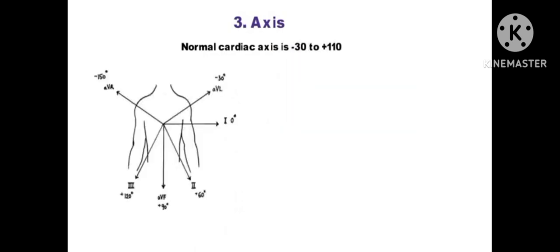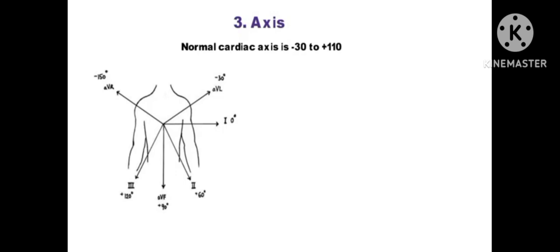Now step 3 is to calculate the axis. First of all, normal cardiac axis is from -30 to +110 degrees. And to know about the axis, we first need to know about the 12 lead ECG. There are 3 bipolar leads, which are lead 1, lead 2 and lead 3, and 3 unipolar leads, which are augmented voltage leads, that is AVR, AVL and AVF. And there are 6 chest leads which are from V1 to V6.